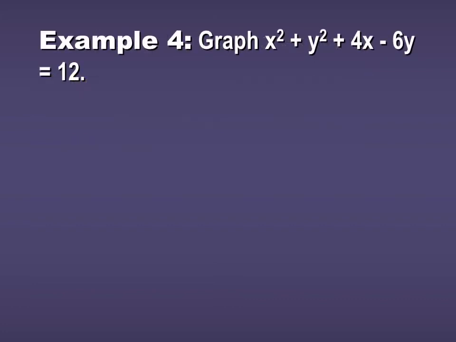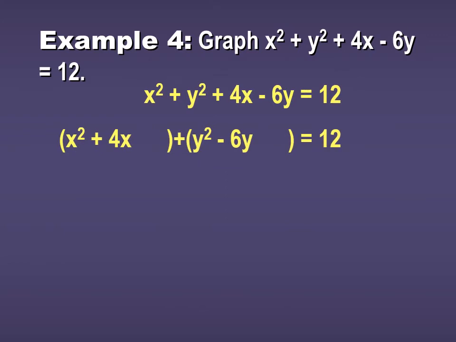Let's do an example. We have x squared plus y squared plus 4x minus 6y equals 12. So first step, group your x and y terms together. What we're going to have to do is that x squared and that 4x need to be next to each other, and the y squared and the minus 6y need to be together. So I'm going to rearrange that. I'm going to put parentheses around them. They are now a group. I just made groupings of them.